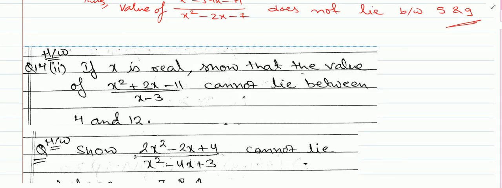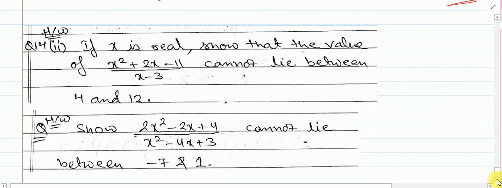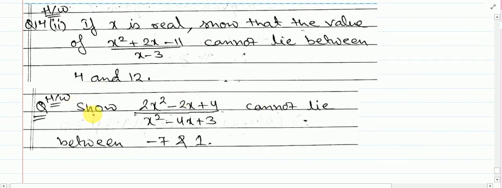Okay, the next questions are going to be your homework. Question 14.2, if x is real, show that the value of this cannot lie between this. So you have to do same as what we have done right now. Same as the previous question. Same way you will do this also. Show that this cannot lie between minus 7 and 1. So these two are your homework.